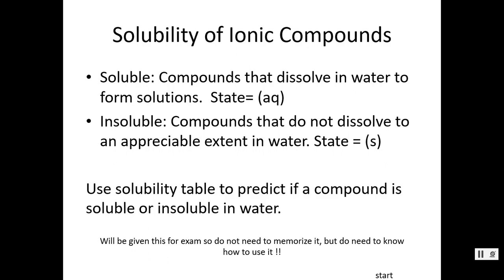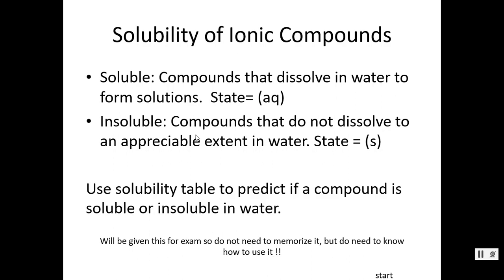Welcome back, everyone. So we said in the previous video that there are three kinds of strong electrolytes: strong acids, strong bases, and those ionic compounds that are soluble. So in this video, we're going to talk a little bit about how we determine if an ionic compound is soluble. And as a refresher, when we say something is soluble, that means that species dissolves in water to form solutions, and we give it the state AQ for aqueous.